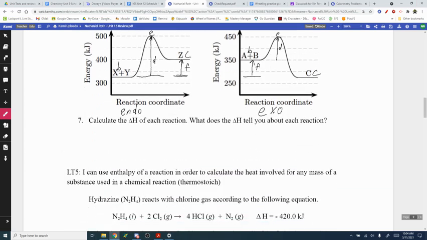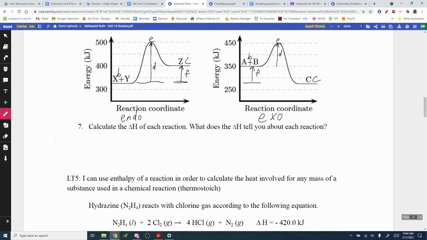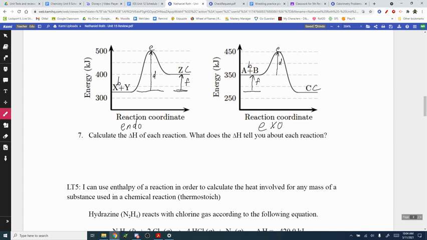Next, calculate the delta H of each reaction. What does delta H? Oh, we already did that. Oh, no, we didn't. We did the activation energy. Never mind. Okay, so delta H. We find the products, which is 400. We find the reactants, which is 325. So our delta H for the first reaction is 75. Okay, and that's positive 75 because it's products minus reactants. So it's going to be 400 minus 325, which is positive.